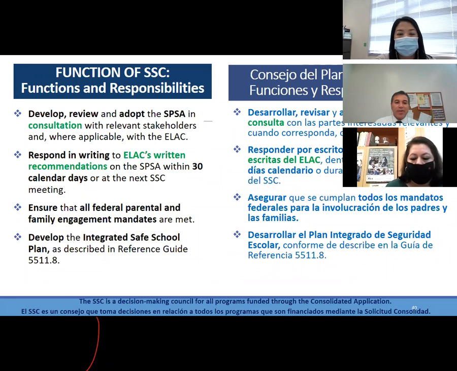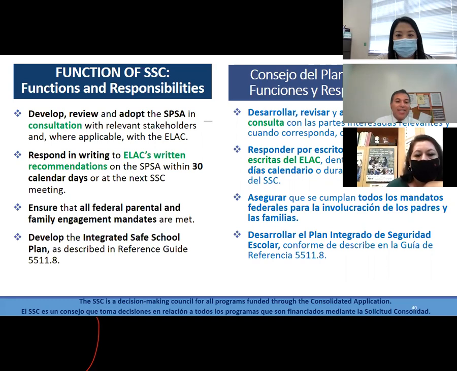The SPSA is very important. The School Site Council helps develop, review, and adopt this SPSA. It takes time, so we sometimes use a couple of meetings to go over this. And this SPSA, pretty much what it means is, how will we help our students? How will we know our students are being helped? And do we have to pay for this? And if we do, what positions do we need? All of that is in the SPSA. It helps guide how we help our students.